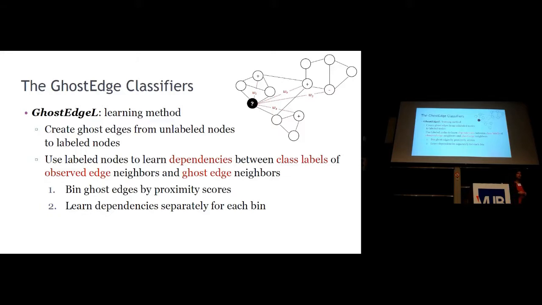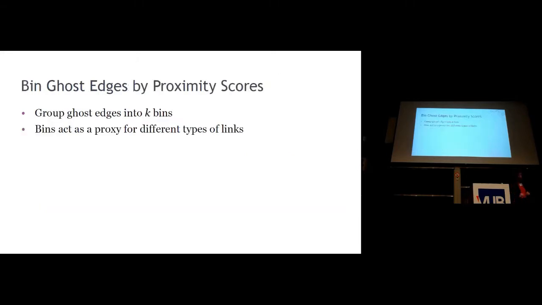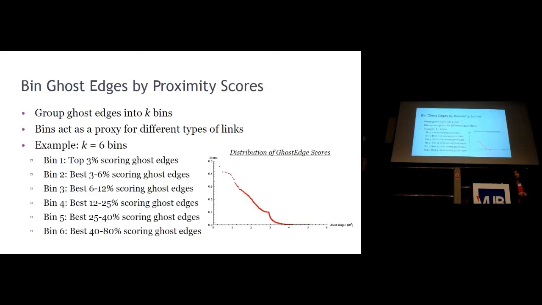And so what we do is we actually bin the ghost edges by their proximity score and then learn the dependencies for every bin. So what does this actually mean? It means that if I have a network and I find my ghost edge proximity values, I can draw the distribution of it, and for example, I can cut it into k bins. Here would be 6 bins, and then I'm going to say, okay, put all the ghost edges with the top 3% score in 1 bin.